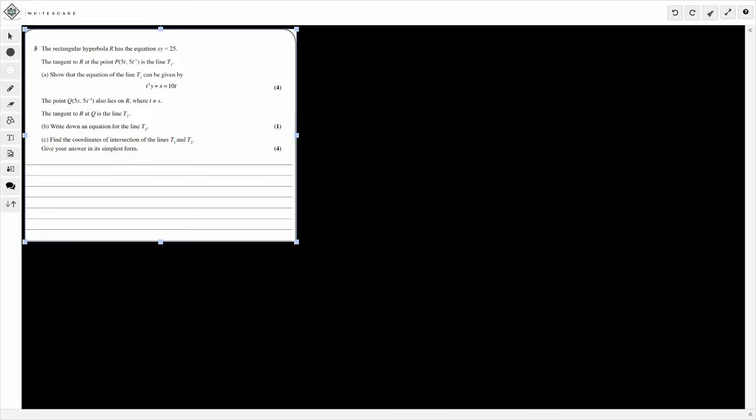So finally, for the last question, question 5, we've got a rectangular hyperbola question. We have the equation xy is equal to 25, and we have to work out a few things regarding this equation. So we have to find the equation of the line T1, which is given here. We have to write an equation for the line T2, which is just a little follow-on from part A. And then finally for part C, we have to find the coordinates of intersection for the lines T1 and T2. So let's have a go at doing this.